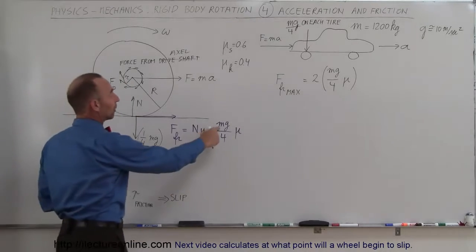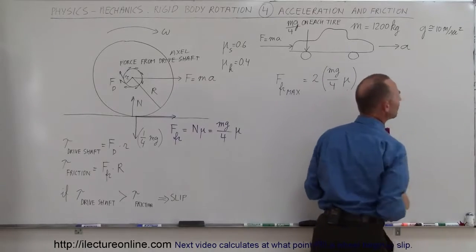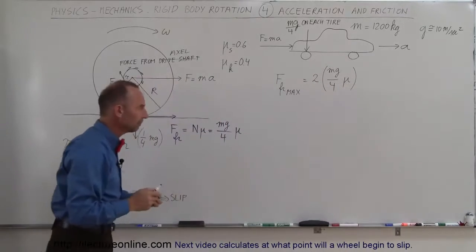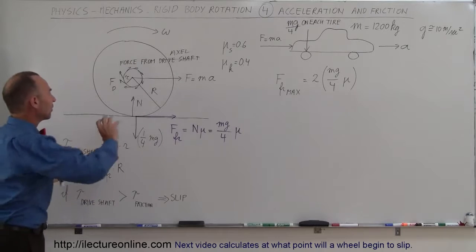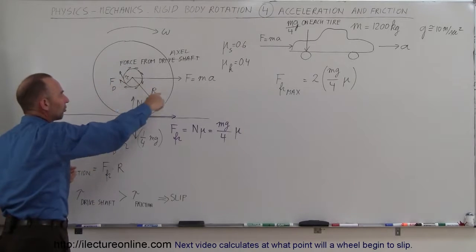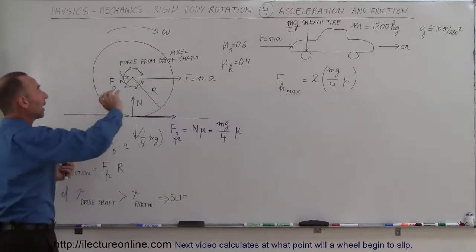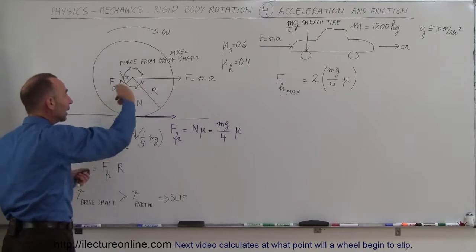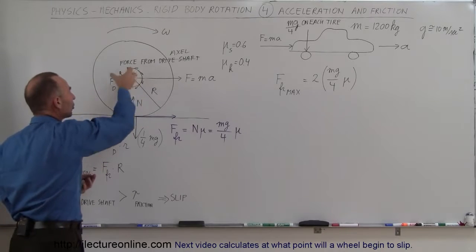Assuming the mass of the car is 1,200 kilograms, and for simplicity's sake, let's say that g is equal to 10 meters per second squared. Close enough. All right. So here now you also have to think about it. When will the tire slip, and when will it not slip? Now notice that what makes the car accelerate is the torque created by the axle pushing the tire around.